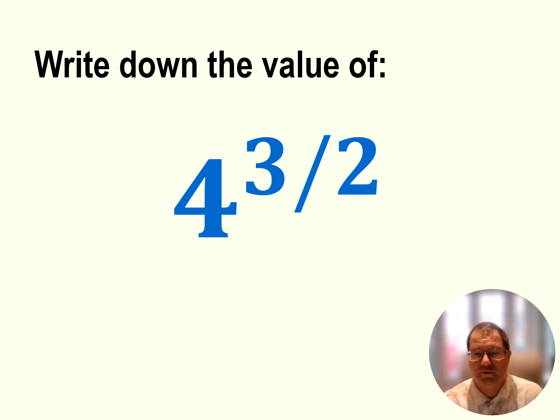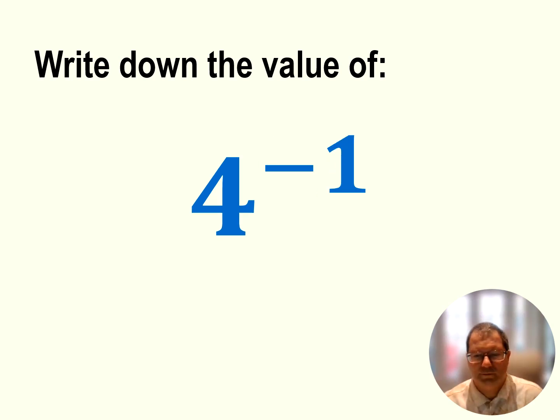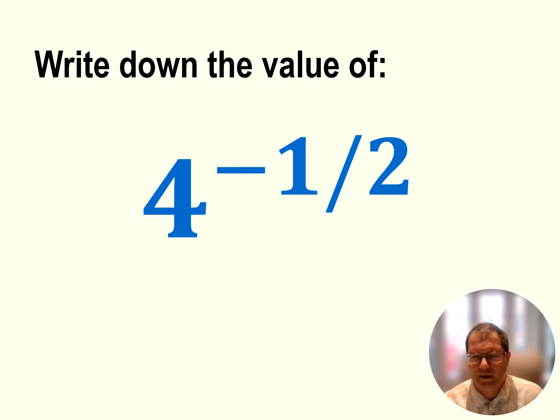Alternatively, you could rewrite the 3/2 as 1 plus a half, and that would give us 4 to the 1 times 4 to the half, which is 4 times 2, which again is 8. The negative index tells us we've got a reciprocal, so in this case it's just 1 over 4 to the power 1, which is a quarter. Whereas 4 to the power of -2 is 1 over 4 squared, which in turn is 1/16. 4 to the power half is 2, because it's the square root of 4, so 4 to the power of -1/2 is 1/2, or just a half.